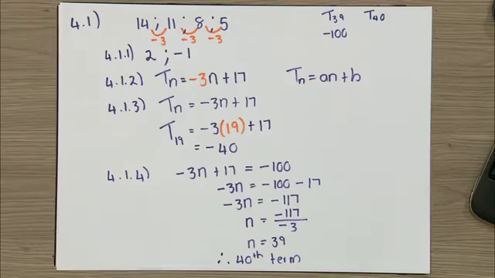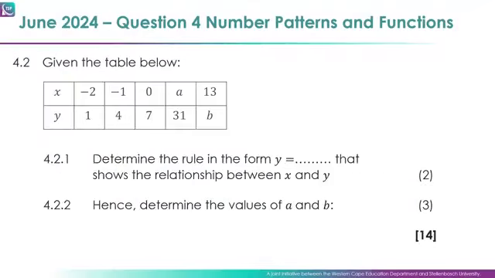Let's go on to our next question, question 4.2. Question 4.2 counts 5 marks, but I am only going to allocate you 4 minutes to do question 4.2. So grade 9s, 4 minutes, go do question 4.2 for me, please.